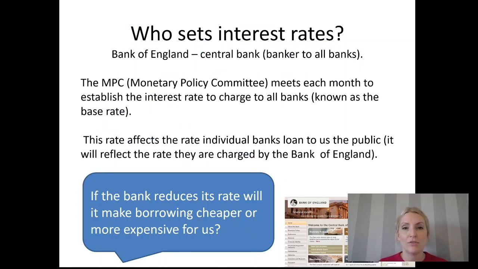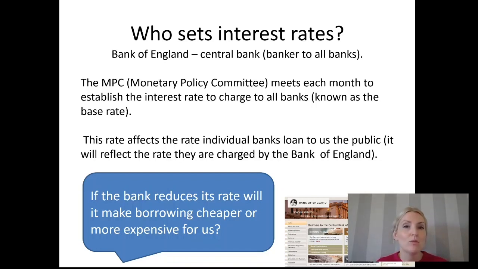Who sets the interest rates? Well, it's the Bank of England. It's the bankers' bank, the bank of all banks. What they do, the MPC, which is the Monetary Policy Committee, they get together, they have a chat, and they decide upon what is the ideal base rate. In the past, we've had base rates of 1%, 0.75, 0.5, and currently we're on a 0.25 minimum base rate.